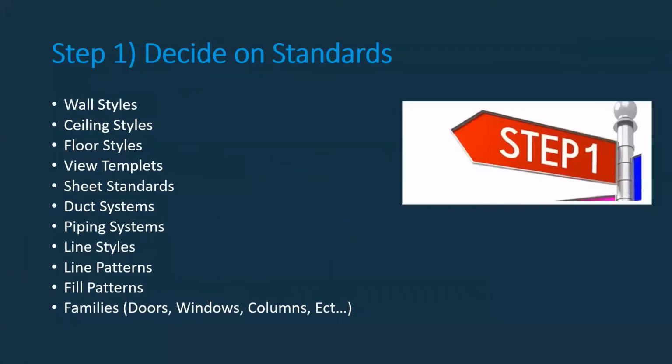So when you're establishing that company template, step one, we have to decide what standards we're going to use. What are our standard wall styles? What ceiling styles? What are the view templates that we have set up? Are there any sheet standards? For my MEP guys, this isn't just architectural. What systems do you have pre-set up that are not out of the box? What are the different line styles, line patterns? Also, what preloaded families do you or do you not have?